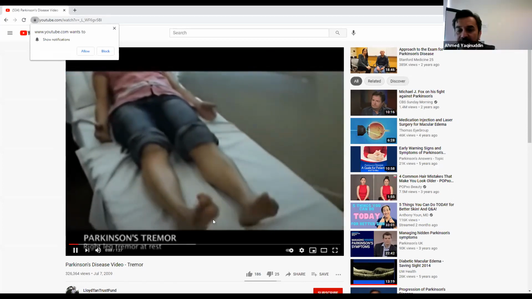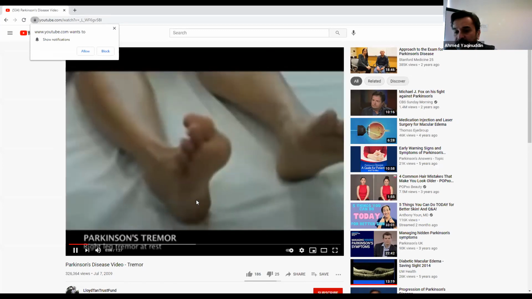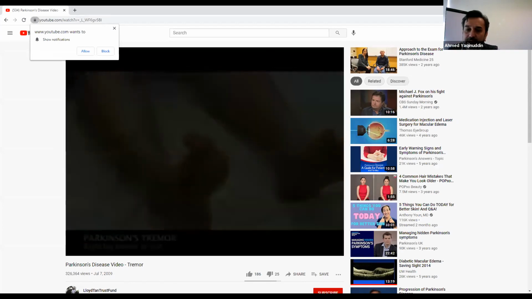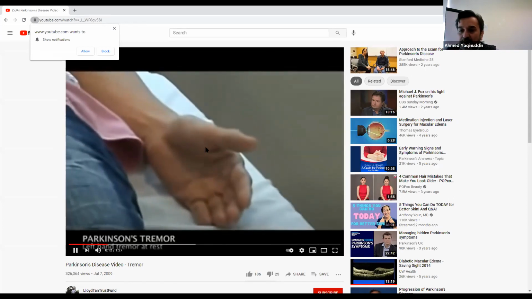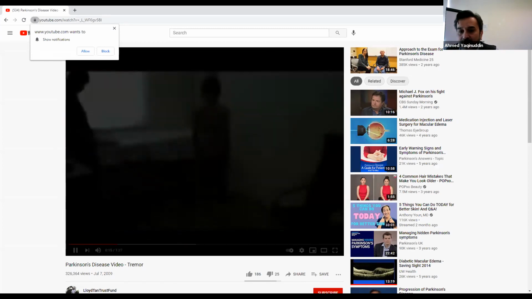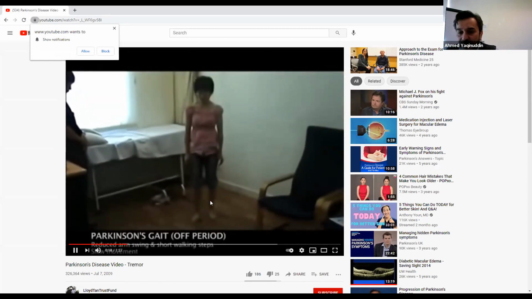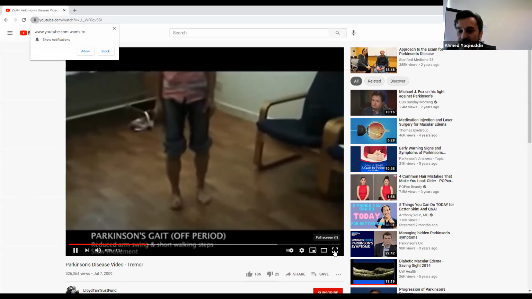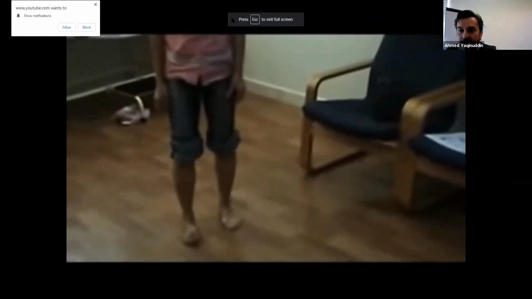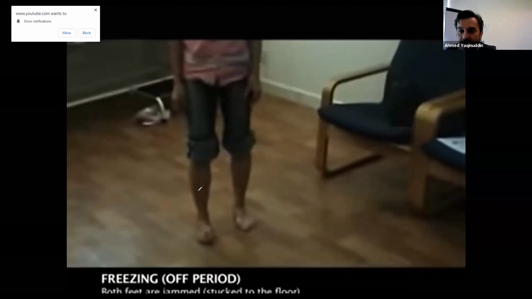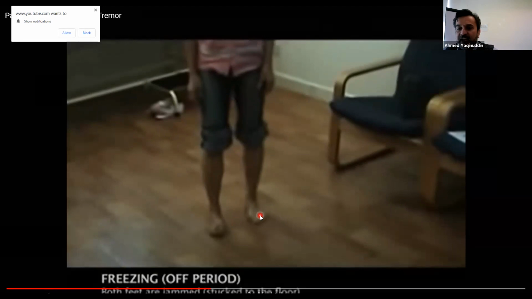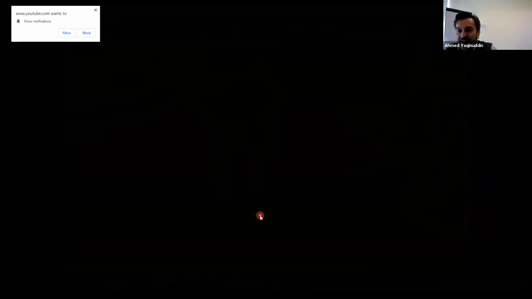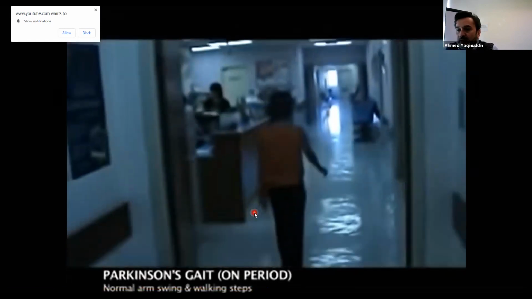So what you are seeing here is the tremor of Parkinsonism, which is a pill rolling type of tremor, characteristic of Parkinsonism. And then you are going to see this patient who has a very difficult time initiating the movement. You can see a very shuffling type of gait in this patient. Freezing can happen. So there's a period of freezing and then they start to move. But you can still see the arms are not moving as you would see in normal individuals. Initially, the arms are all on the side.